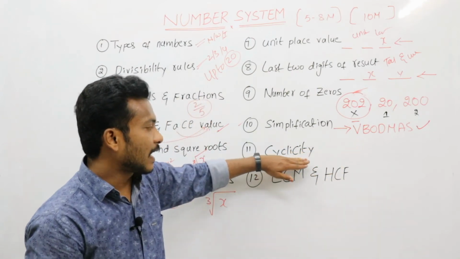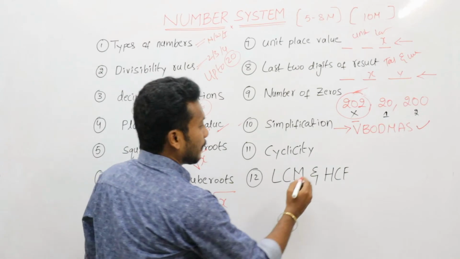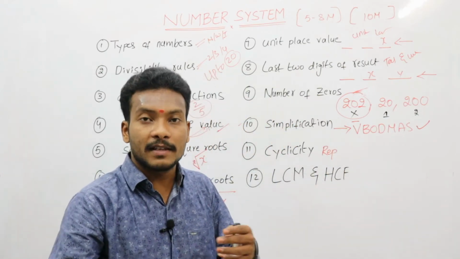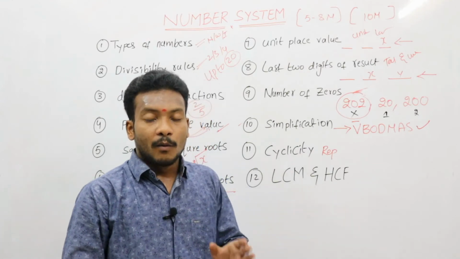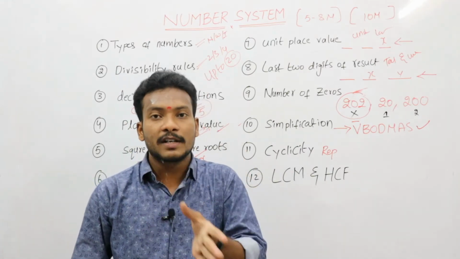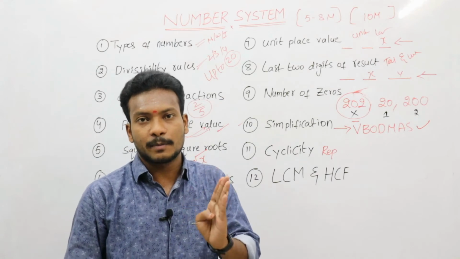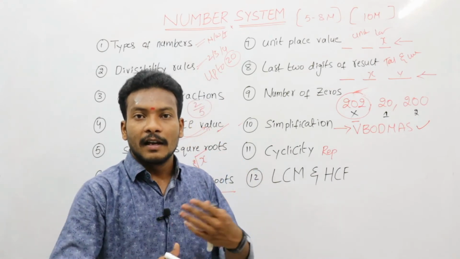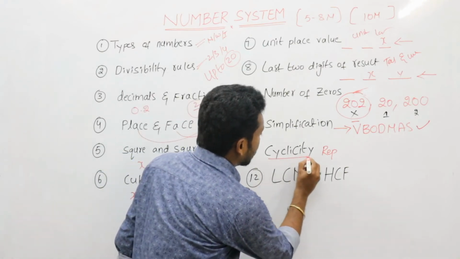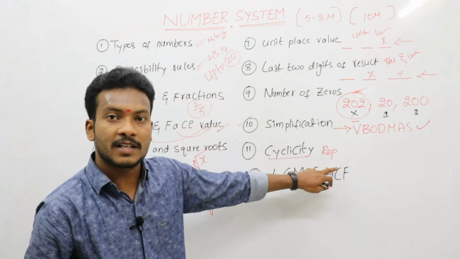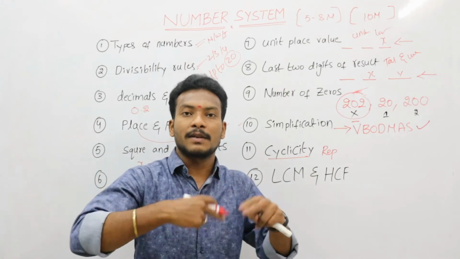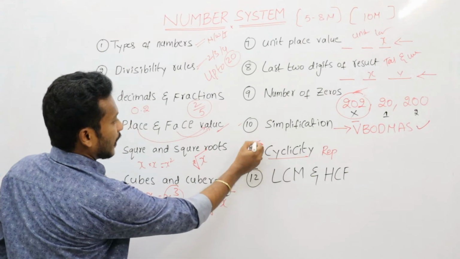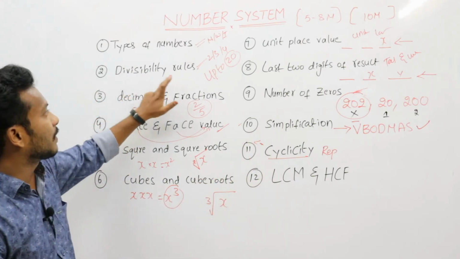Okay. Next, cyclicity. Cyclicity means repeated, that is, whenever it is cycling. What are the numbers coming in the units place, tens place, hundreds place, thousands place, and at what time are these repeating? This is called cyclicity, or repetition, or oscillation. Oscillation also means rounding. This is used in the chapter on divisibility rules.